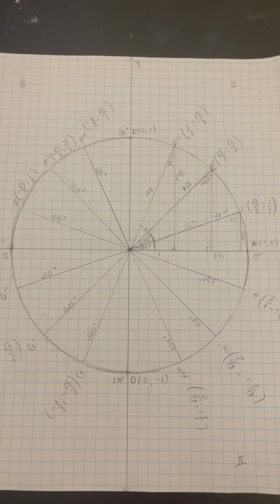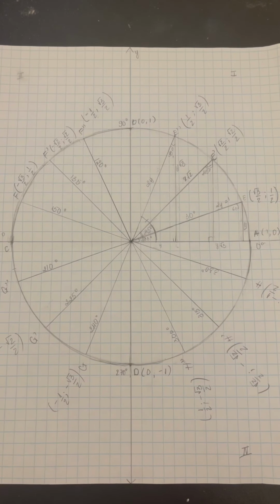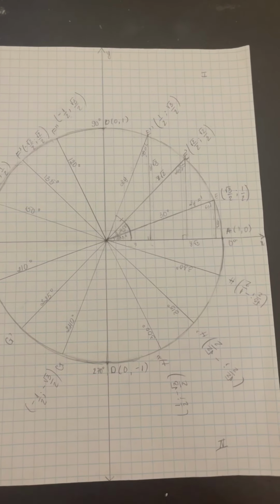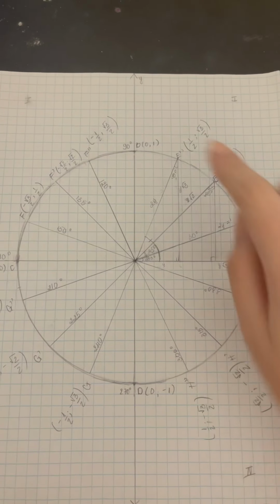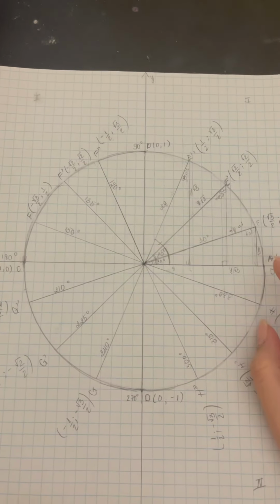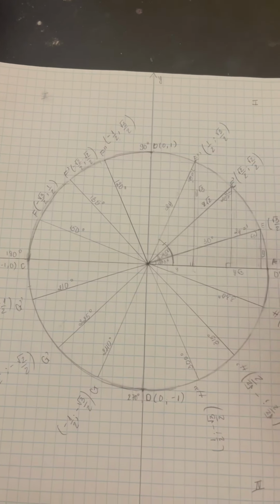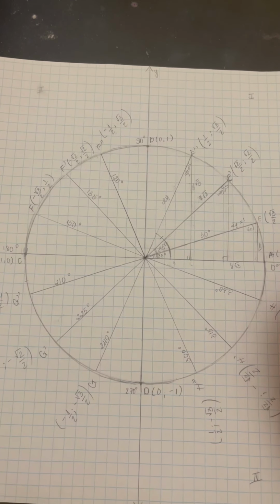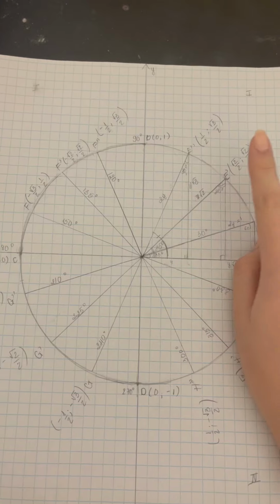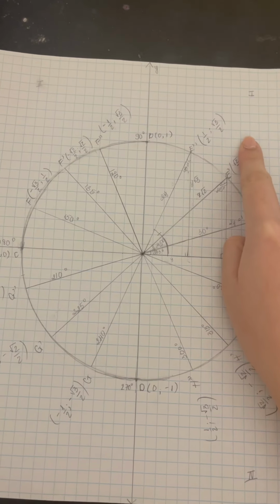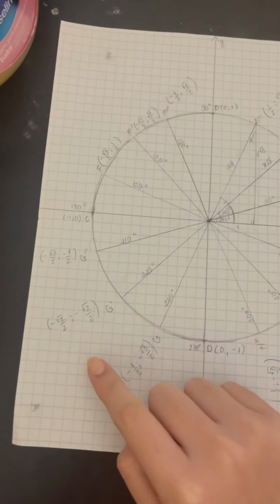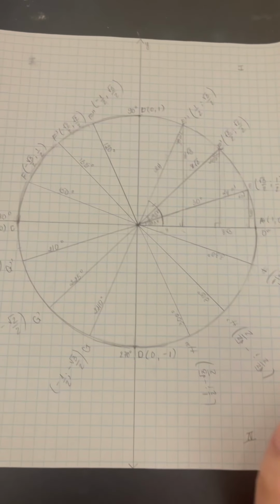Hi guys, today I'm going to present about the unit circle. First, I wrote the x-intercept and the y-intercept, and I drew a circle. I divide the circle into four quadrants. This is quadrant 1, 2, 3, and 4.